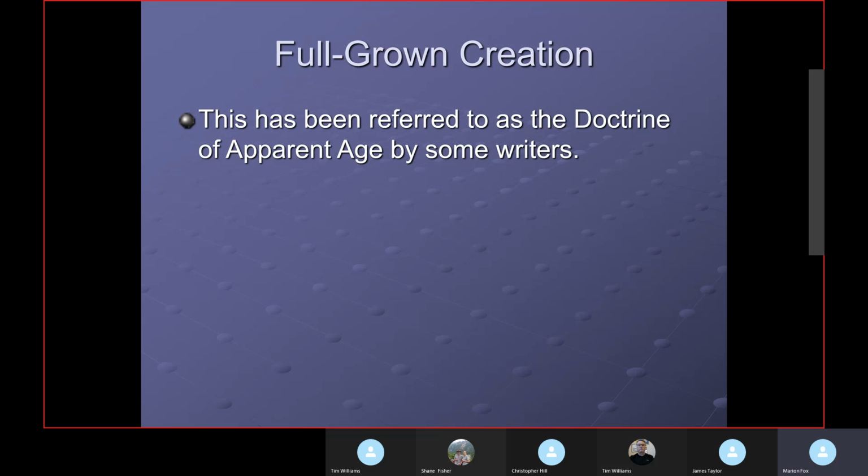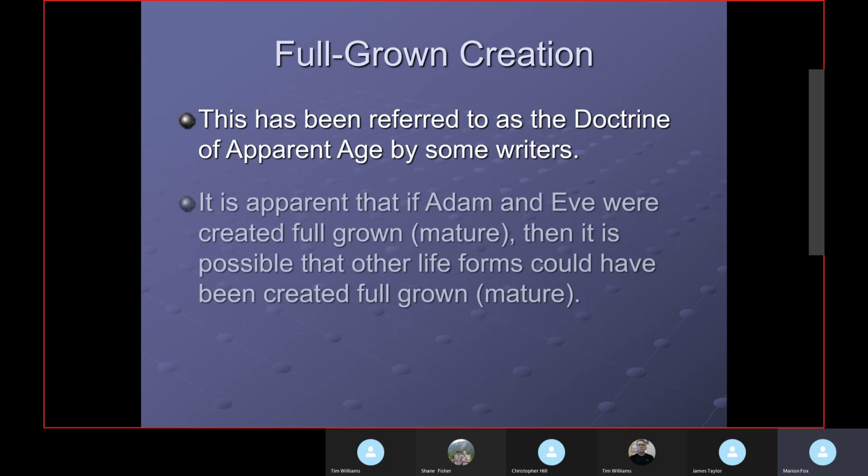The full-grown creation doctrine has been called by some the doctrine of apparent age. I don't use that term because it kind of is a little misleading. It's only apparent if you reason from the atheistic idea that it would just happen by chance. And it is what it's said to be in the scriptures. So I don't use that term. I just call it the full-grown creation.